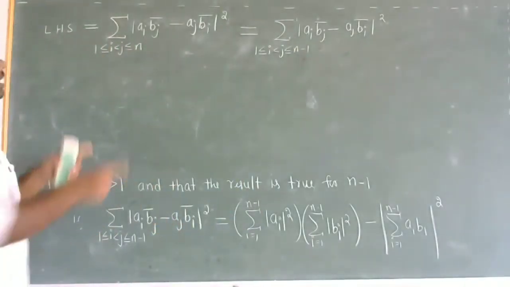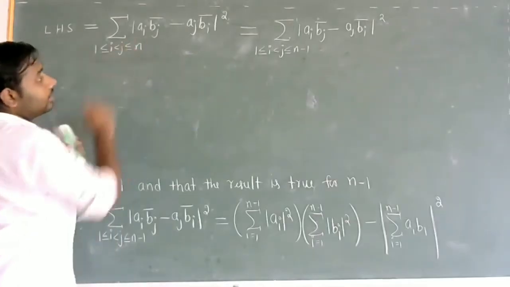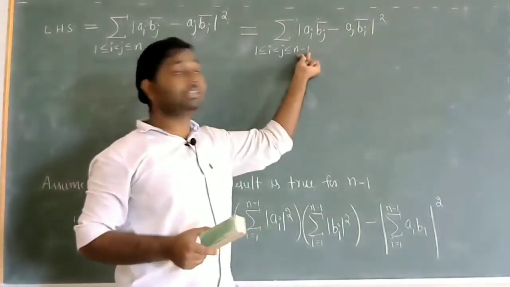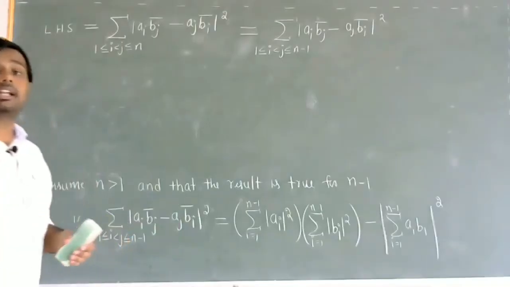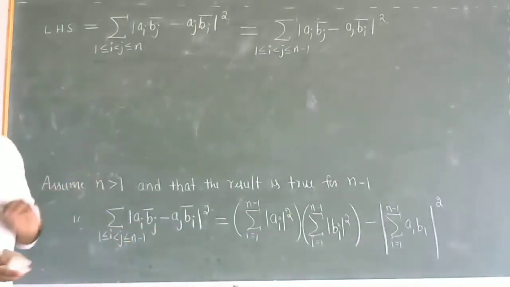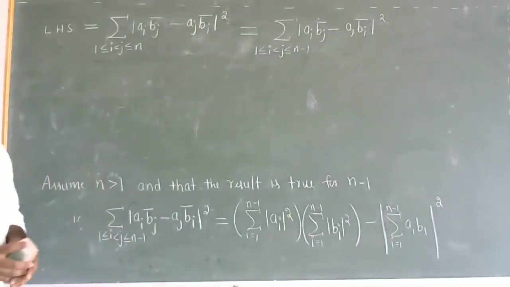So you can observe here, this summation is up to n. Now this summation is up to n minus 1. So some terms are left here. So what are those terms? So we have to search for those terms.